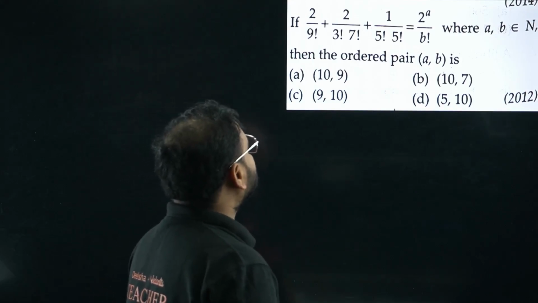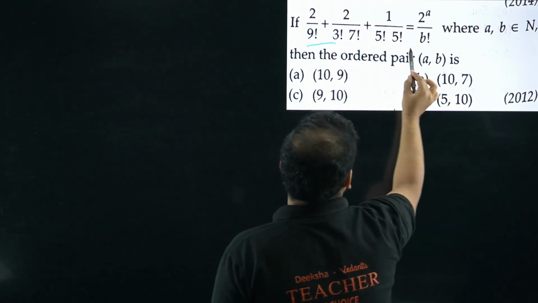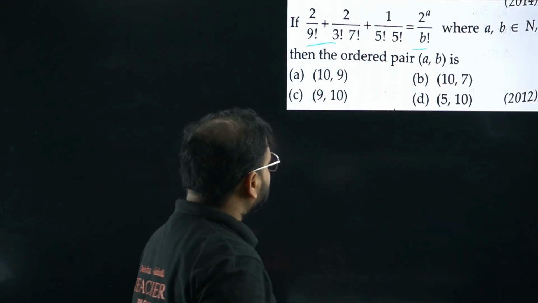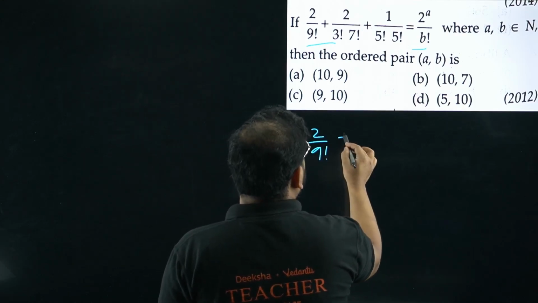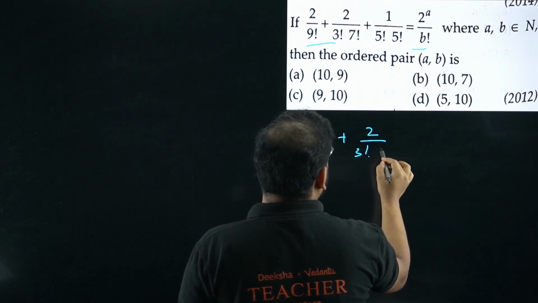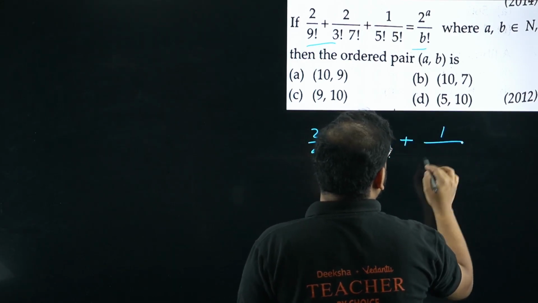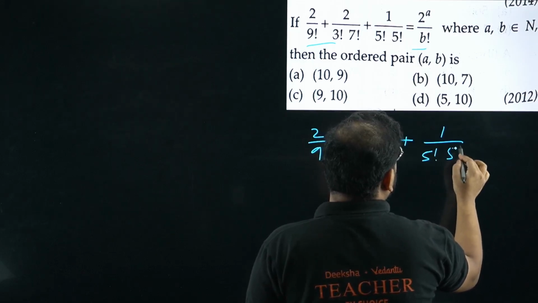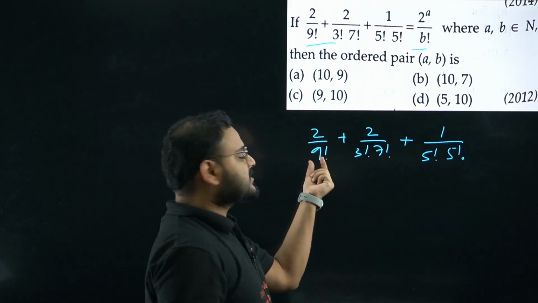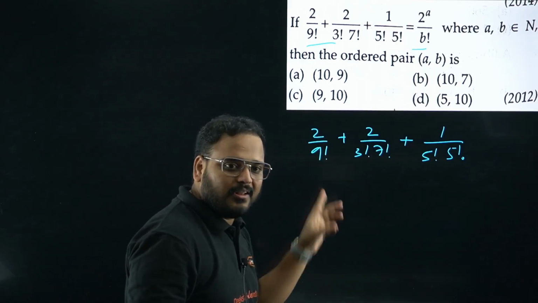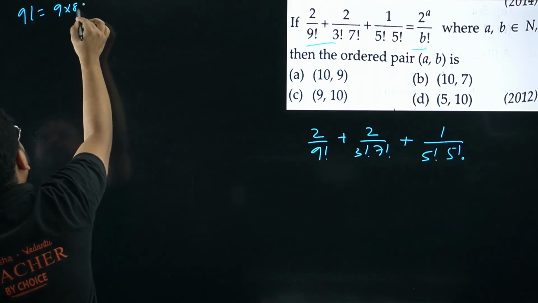But we have 2 by 9 factorial plus 2 by 30. Okay, all right. I can see I have to compare this with this. Okay, so to make something common over here, let's do that. So I'll write here first 2 by 9 factorial plus 2 by 3 factorial 7 factorial. Okay, plus 1 upon, I have 5 factorial already. Please check here, actually, I already have 7 factorial in this case, because I can write 9 factorial as 9 into 8 into 7 factorial.